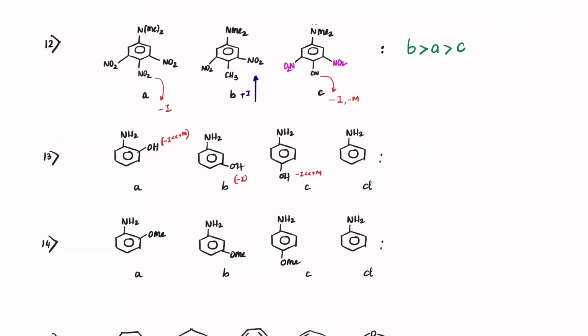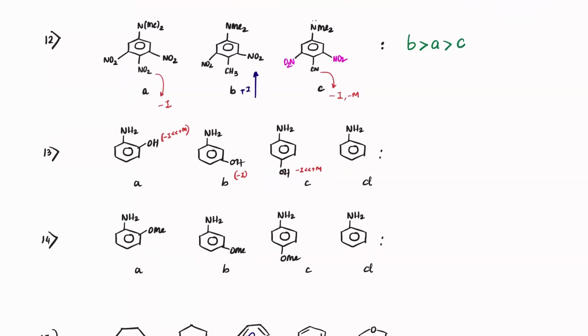Next, check out this 13th case. When you have OH, although there is an ortho effect due to OH, that is a very, very small contribution. So the most donating will be from the para position, because it has more plus M. And then A, then B, then D. Okay, this will be the order.